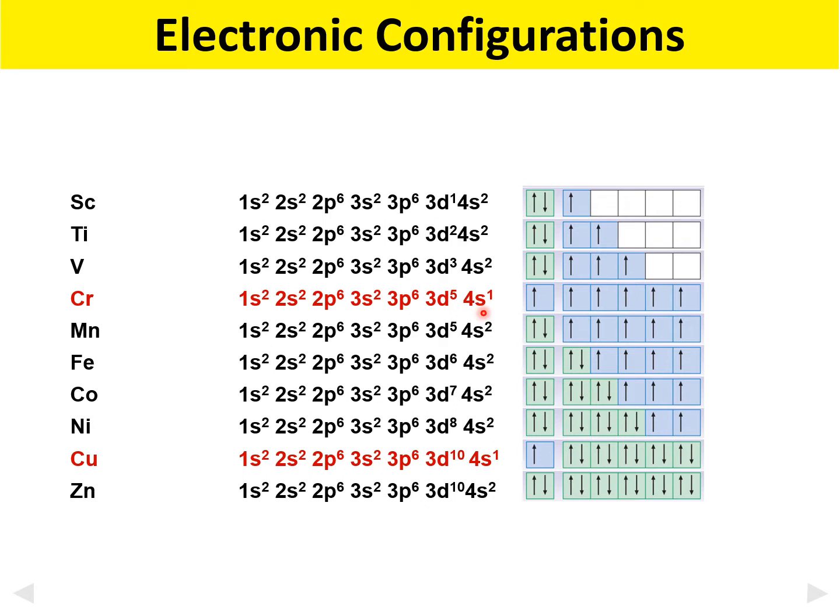In this case, one electron is promoted from the 4s subshell into the 3d to give a half-filled d subshell. And the second one is copper, where one of the electrons is promoted from the 4s subshell into the 3d subshell to give a filled 3d subshell.